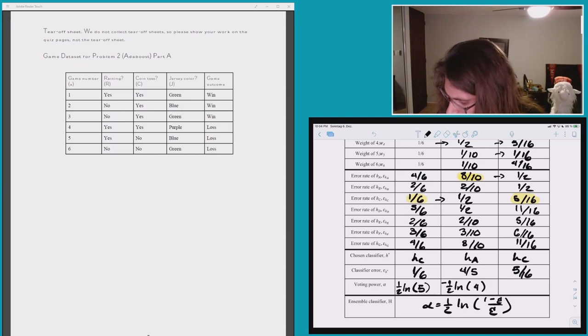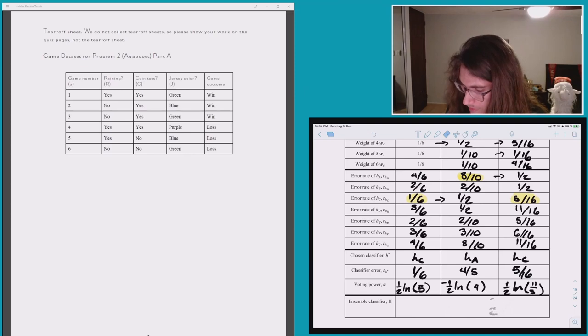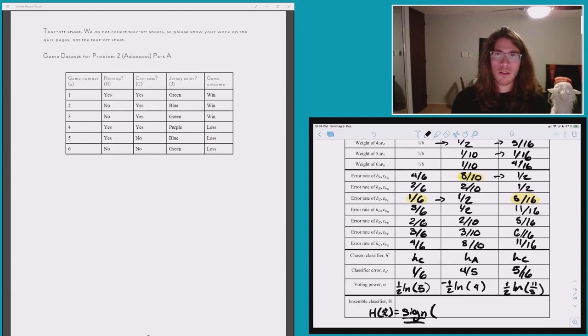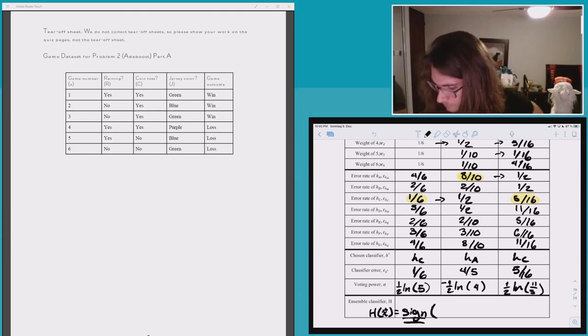And the voting power is going to be 1/2 natural log of, that's an ugly function to solve, 11/5. Now that I've done what I was planning on doing with the alpha values, the ensemble classifier h of x is going to be equal to the sign. The sign here is very important because it's a binary classifier, we're dealing with plus one or minus one. You can think of the weak classifiers as voting to make a particular point either more negative or more positive, so that the final classifier says, okay, this is a plus 1 point or this is a negative 1 point.